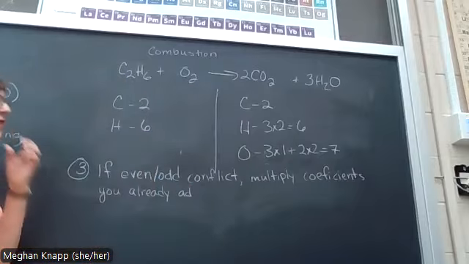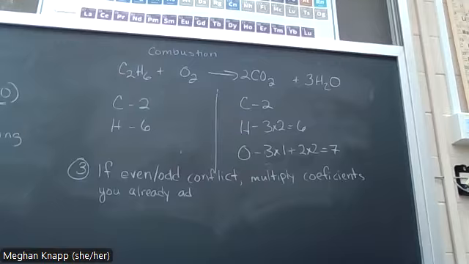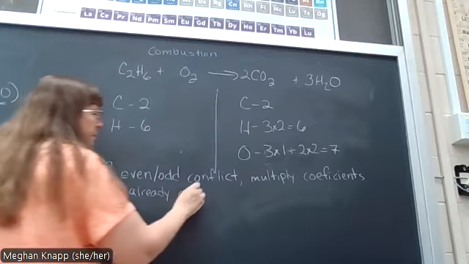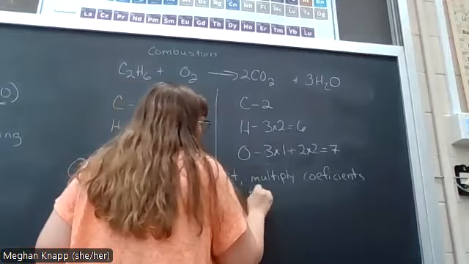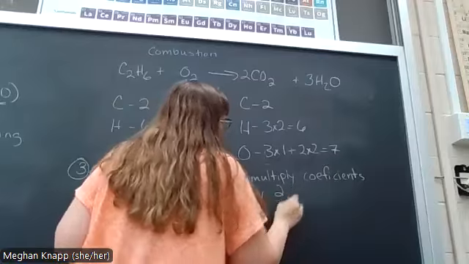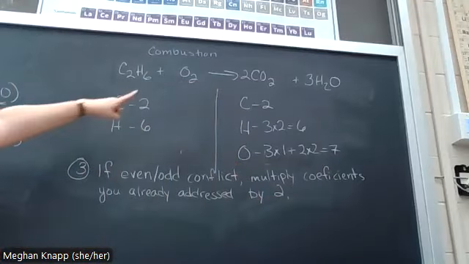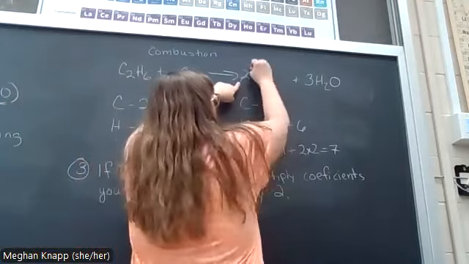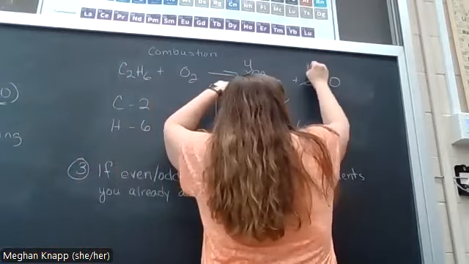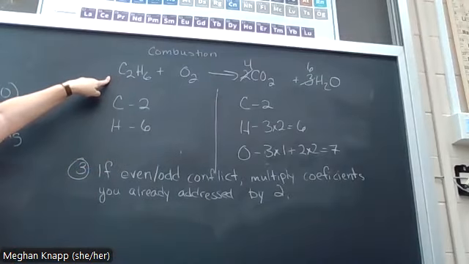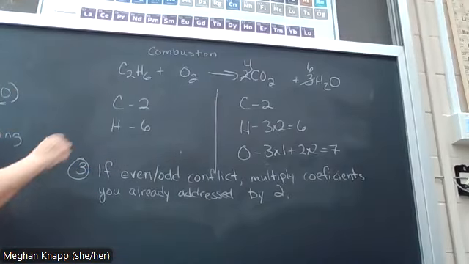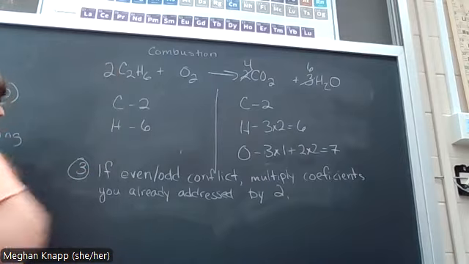You're going to multiply the coefficients that you've already addressed, you've already looked at them, by 2. You're going to double. All right, so clearly I need to multiply these by 2. That's going to become 4. That's going to become 6. Even though I didn't change this one, I was using this one to figure out what those coefficients were. So this is going to become a 2 as well.